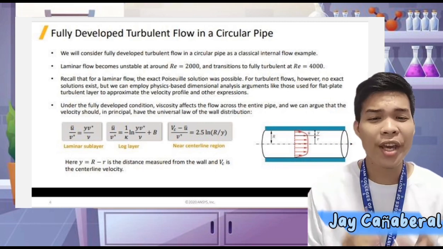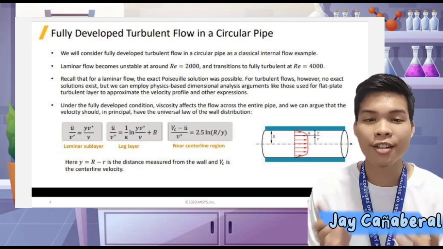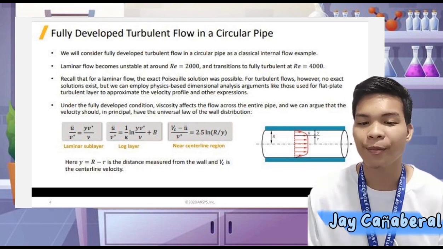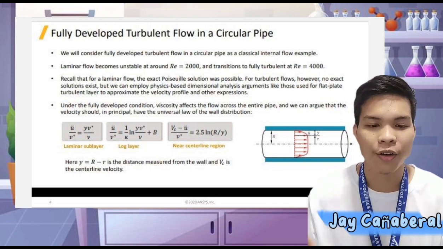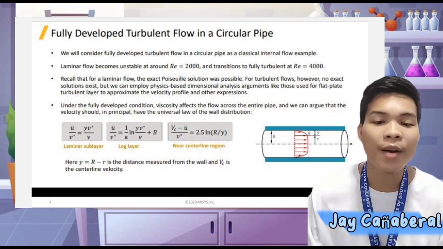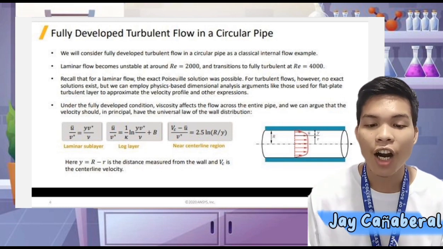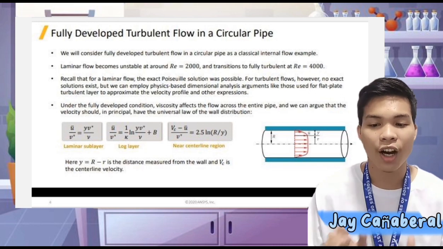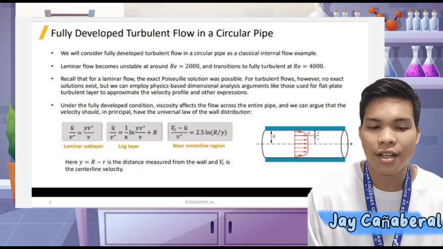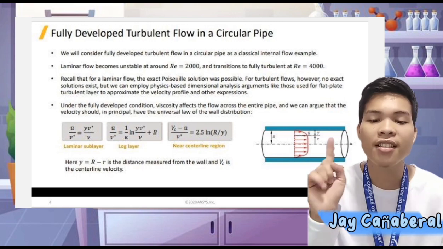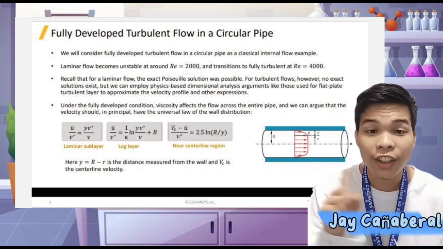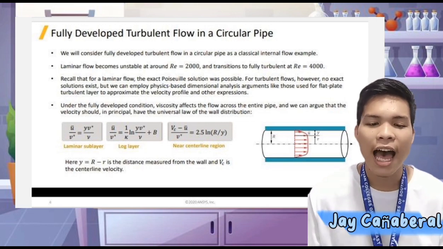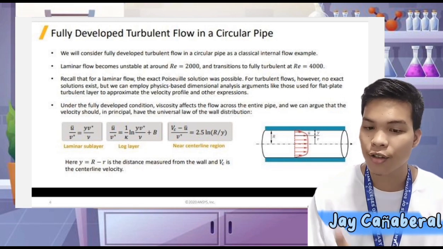In addition, we have fully developed turbulent flow in a circular pipe. We will consider fully developed turbulent flow in a circular pipe as a classical internal flow. For example, a laminar flow becomes unstable at around Re equal to 2000 and transitions to fully turbulent at Re 4000. So under the fully developed condition, viscosity affects the flow across the entire pipe. And we have argued that the velocity should in principle have a universal law of distribution.